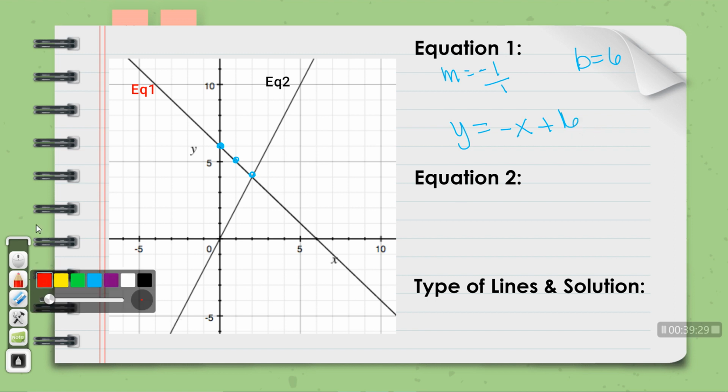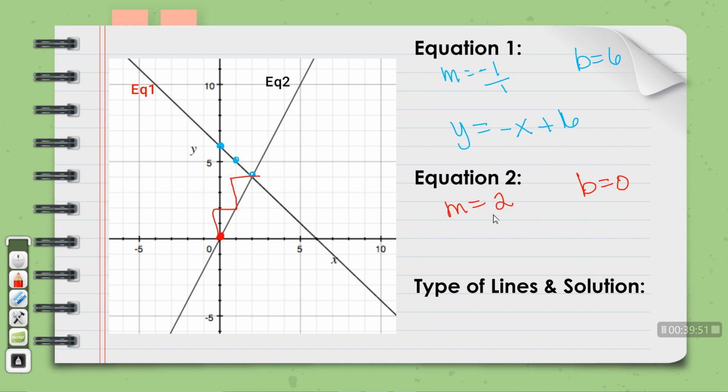Negative x plus 6. Did you remember? Negative 1 means just negative x. Okay. Equation 2, this line, it crosses the y-axis right here at 0. So B equals 0. Now I'm going to find my slope. It looks like it goes rise 2, run 1. So that's positive 2 over 1. So my equation is y equals 2x.